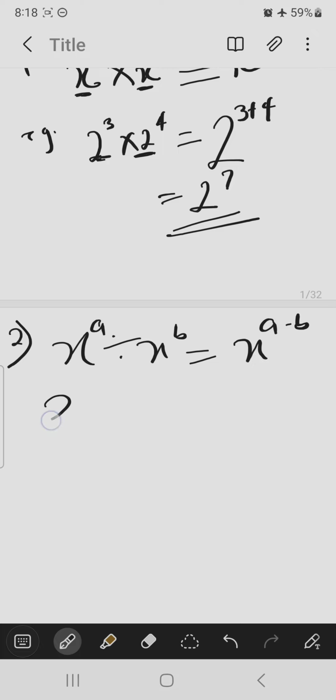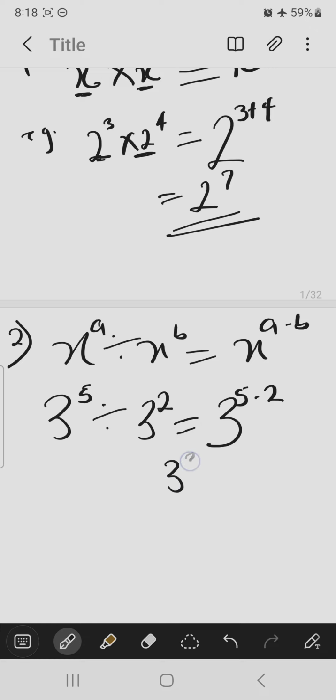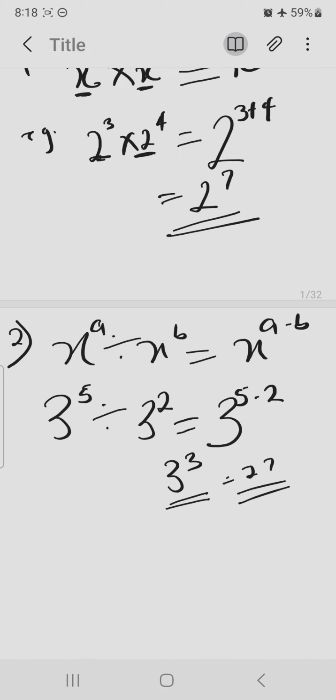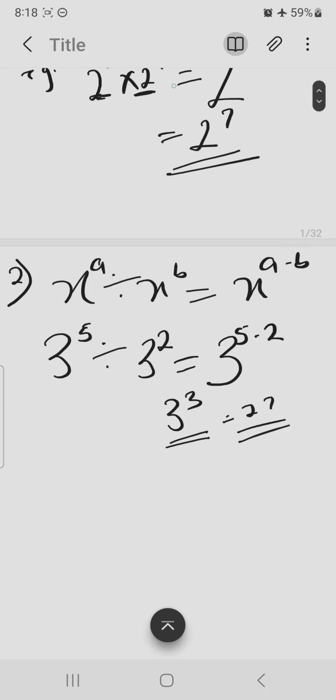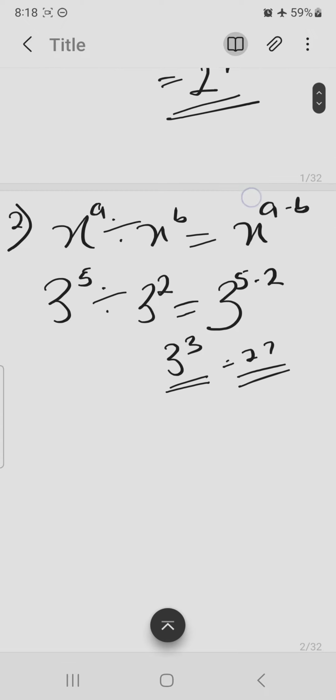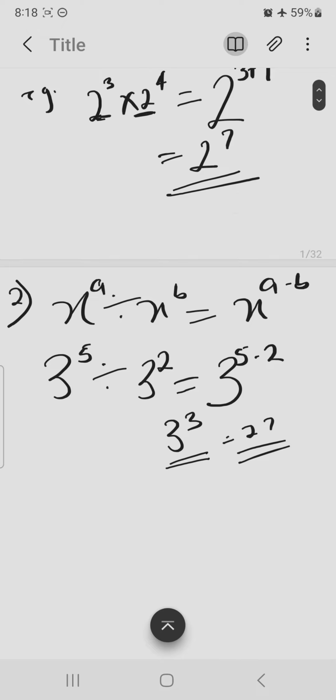So let's say we have 3 raised to power 5 divided by 3 raised to power 2. This one is going to be 3 raised to power 5 minus 2, so this one will be 3 raised to power 3, and this one is going to be 27. What I want you to understand here is that we are talking about base and power. The moment the bases are equal, it means that we are going to add their powers, and if it is division, we are going to subtract.